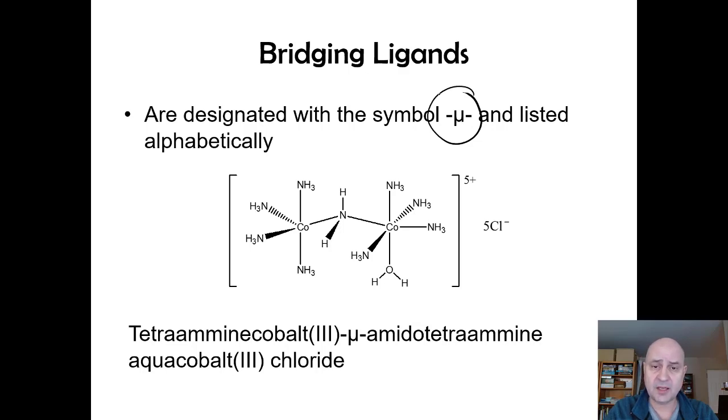You name all of the ligands of one complex, then the metal, and then you have this dash, mu dash, and the very next ligand name is going to be the bridging ligand, and then you continue naming as you would alphabetically with prefixes, and then finally space plus the counter ion.